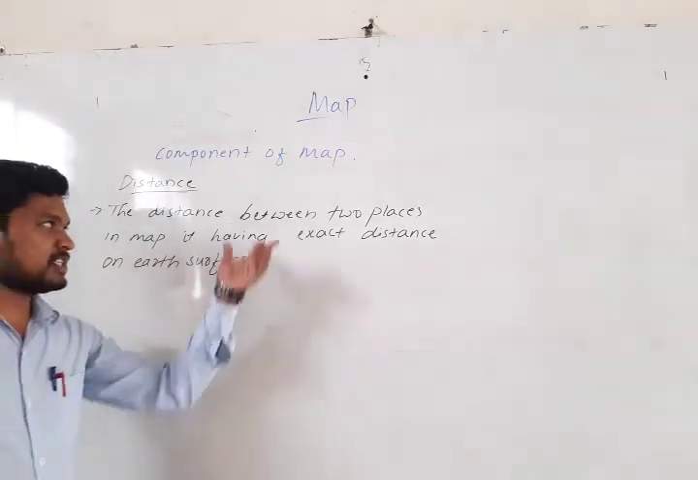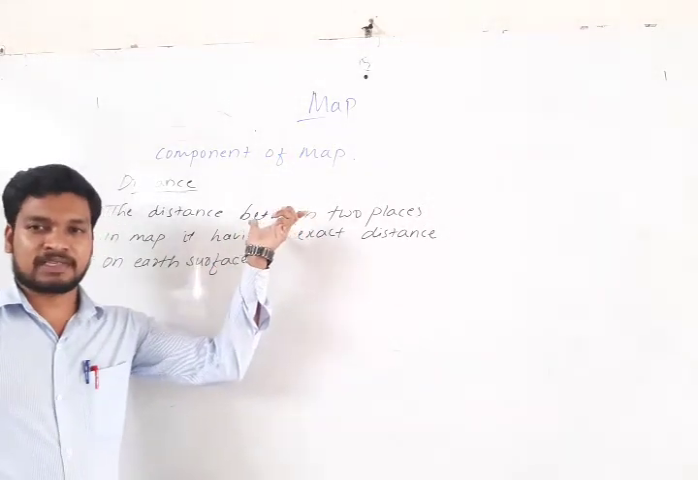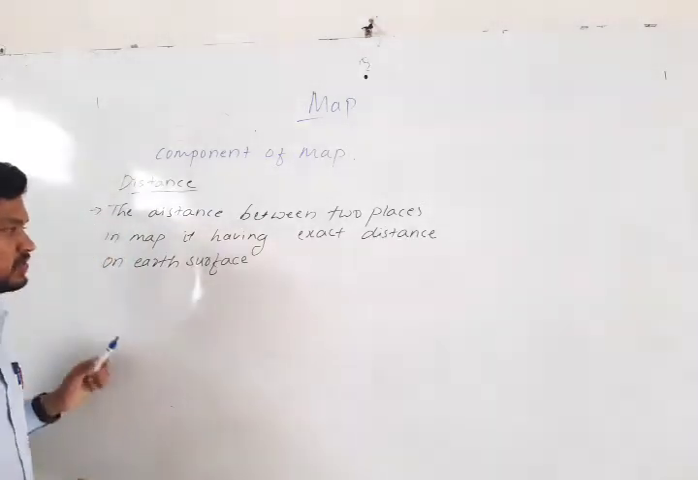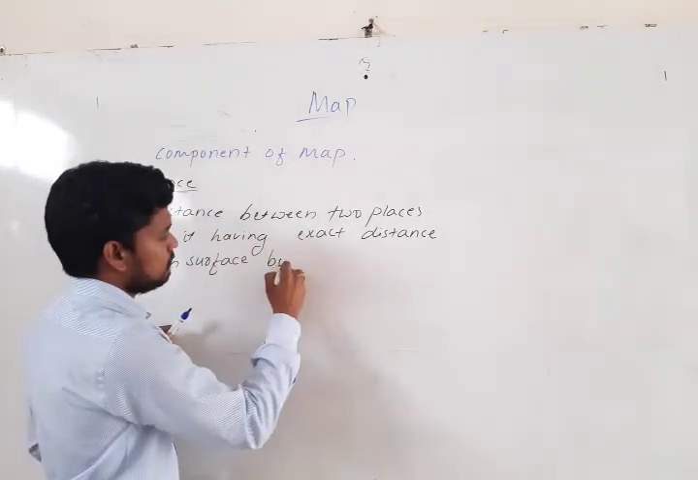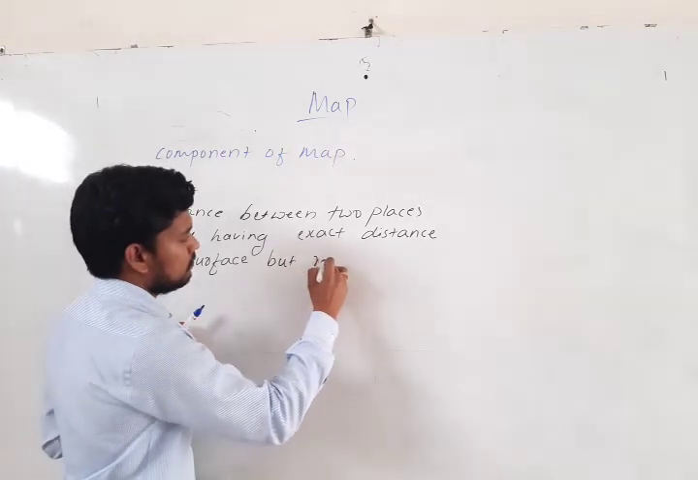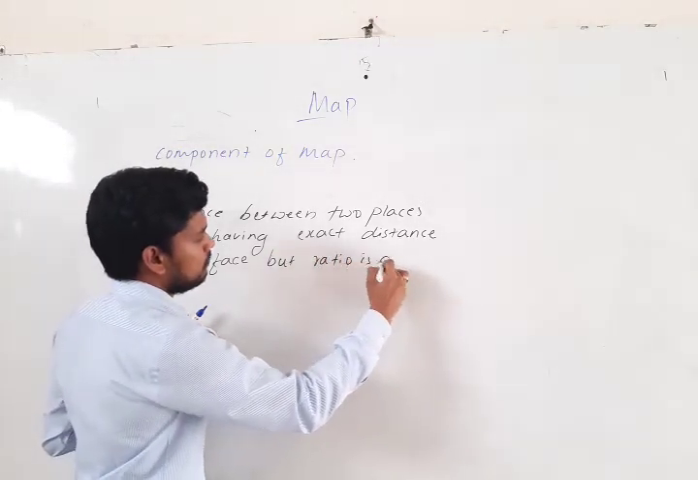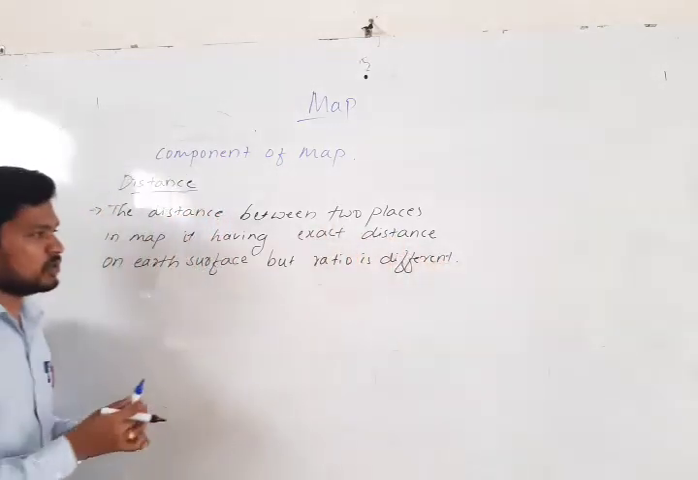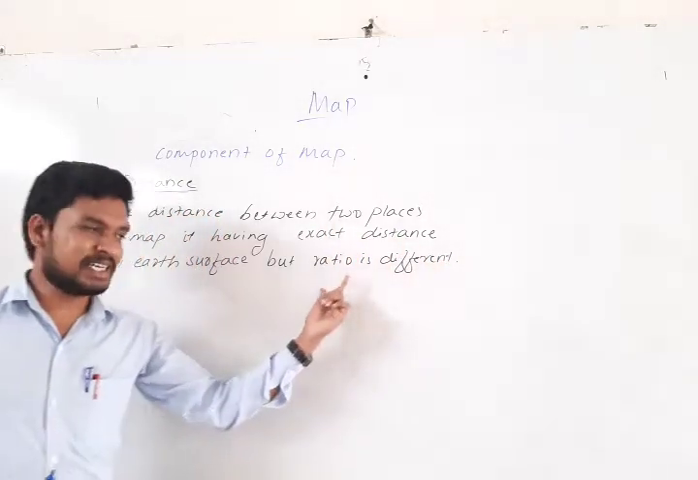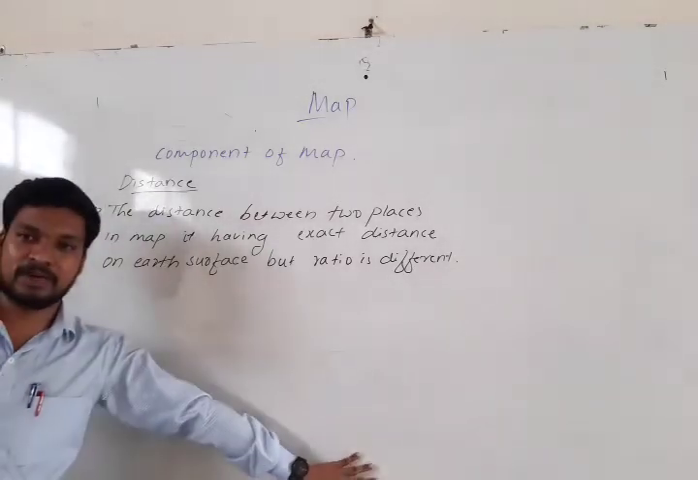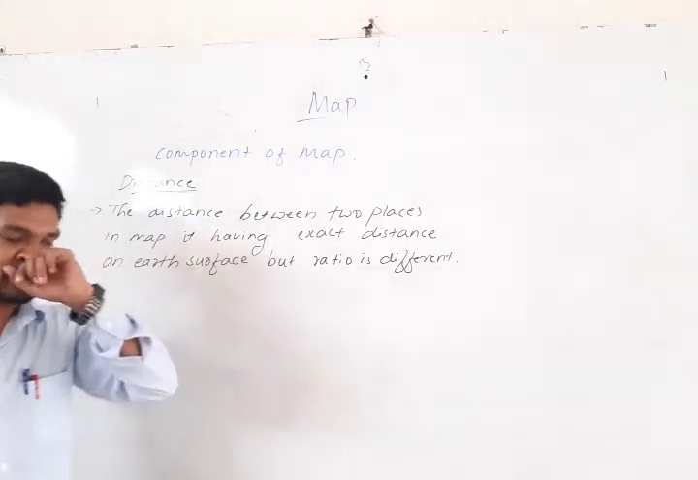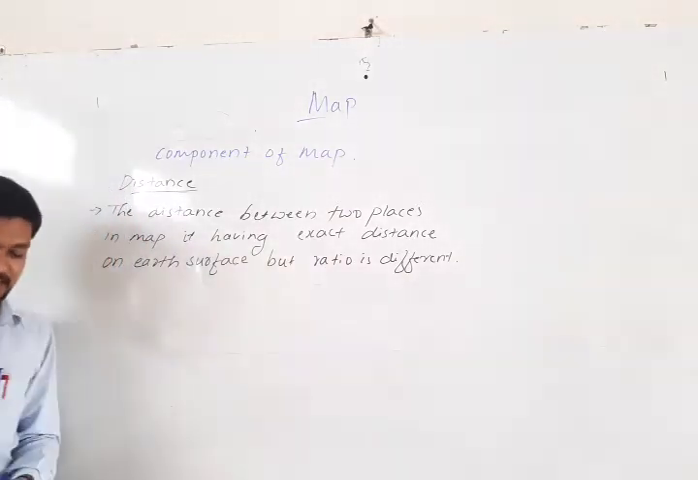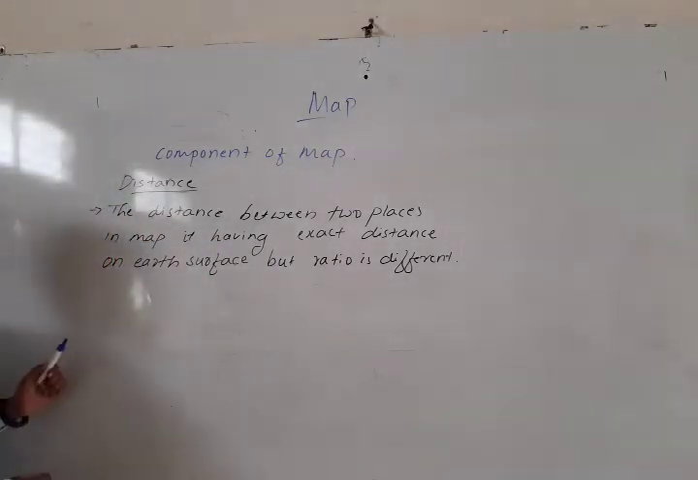So the distance shown in the map is actually its exact distance on the earth surface, but the ratio is different. Ratio means that 1 centimeter on the map is 1 kilometer on the earth surface. It's a ratio. But if you calculate according to the ratio, according to that distance, you will get the exact location or exact distance.